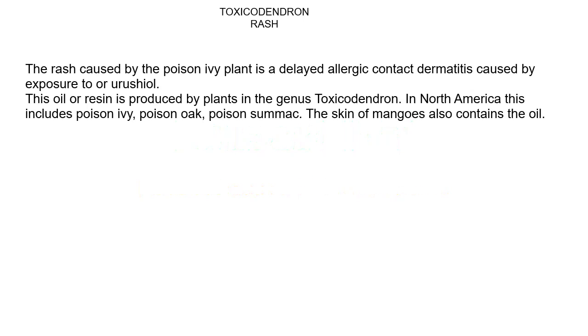The rash caused by the poison ivy plant is a delayed allergic contact dermatitis caused by exposure to urushiol. This oil or resin is produced by plants in the genus Toxicodendron. In North America, this includes poison ivy, poison oak, poison sumac. The skin of mangoes also contains this oil.